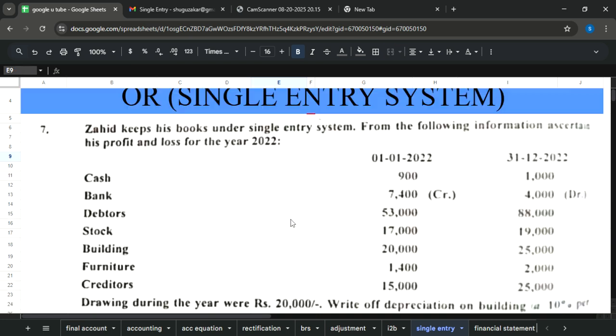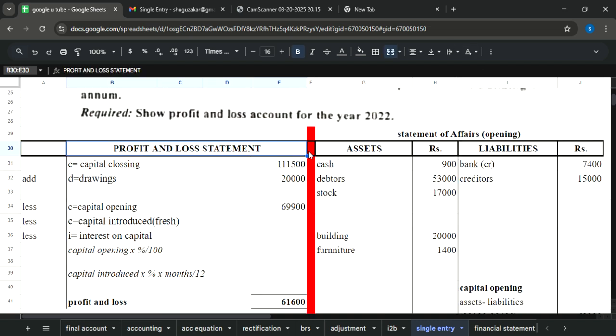The question has been completed because no other adjustment and no other value is present. It means capital introduced is not present. It means interest on capital is also not present. And simply what you will do, you will add the first two amounts and subtract the last three amounts, and you have got 61,600. So guys, in this way our question is completed.